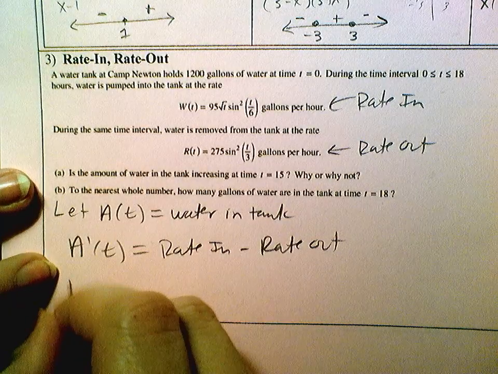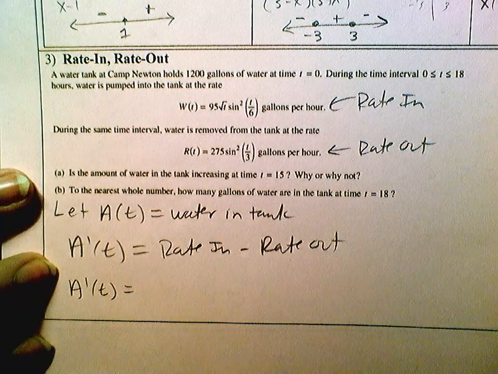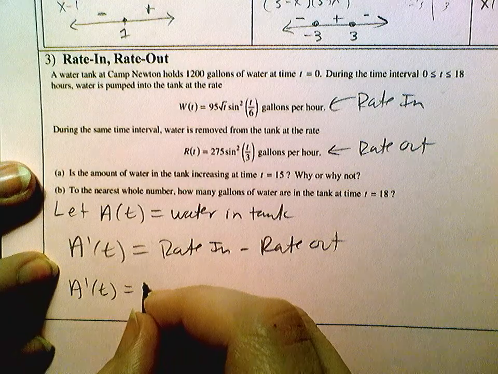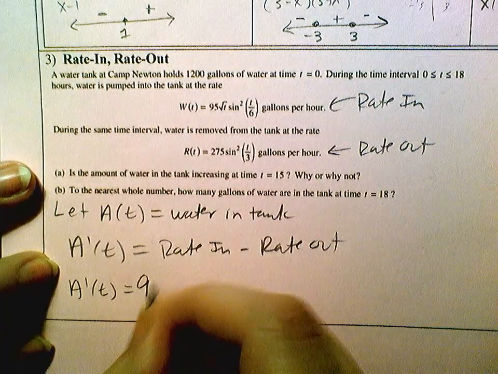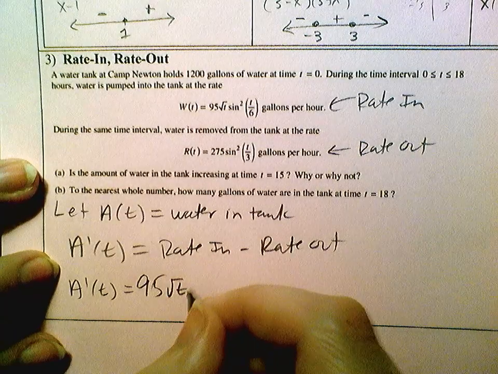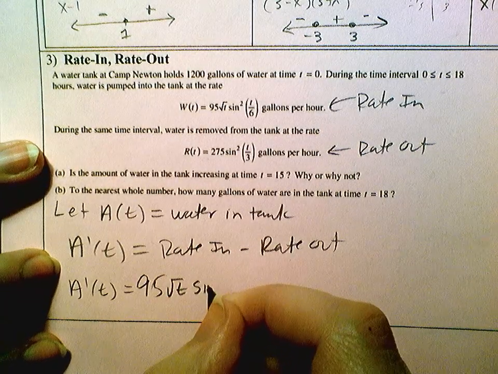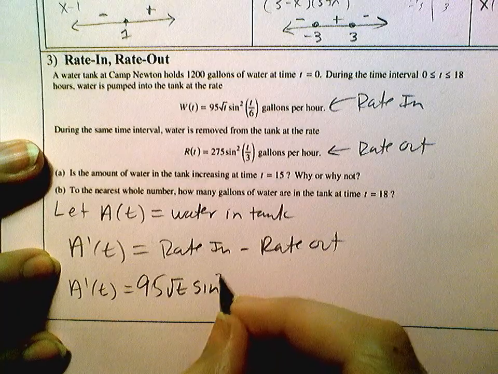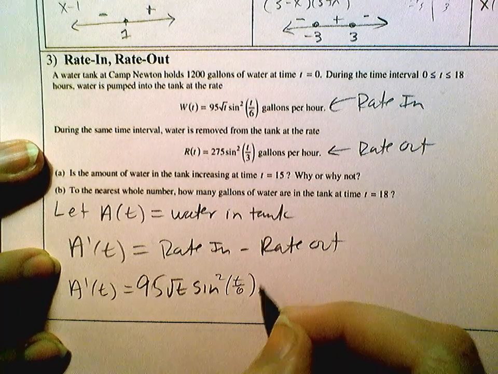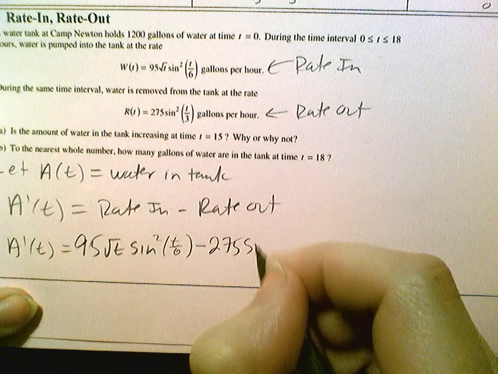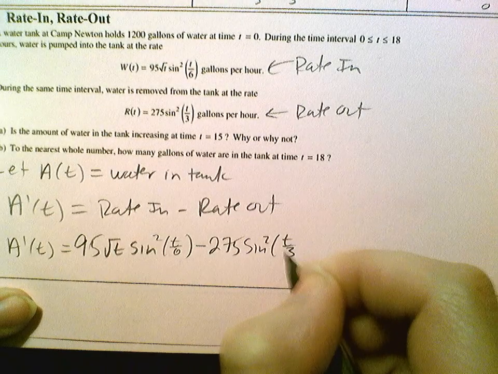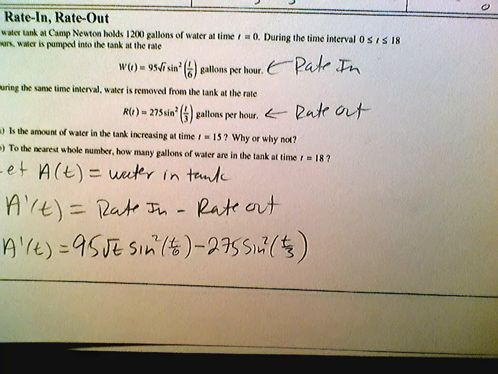All right? So we've got A prime of t is equal to W of t minus R of t. So it's equal to 95 radical t sine squared of t over 6 minus 275 sine squared of t over 3. Okay, so that's A prime of t.